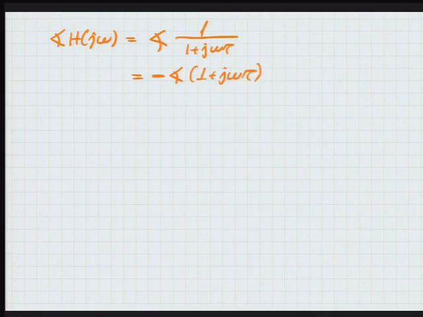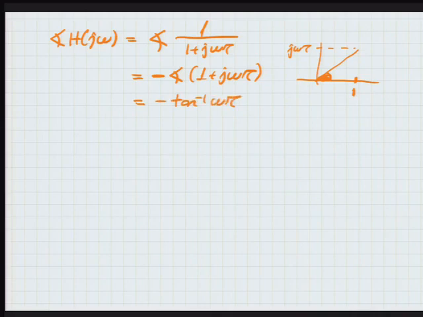Okay? And of course, that is the angle of this complex number. 1 is the real part, ωτ is the imaginary part. So we're talking about the angle here with a negative sign. And we know that that's negative tangent inverse of ωτ, right? But when you plot it on a logarithmic scale, it's not going to go like a tangent. It will look much more constant when omega is small, again, much more constant. So at least you can tell me the values.